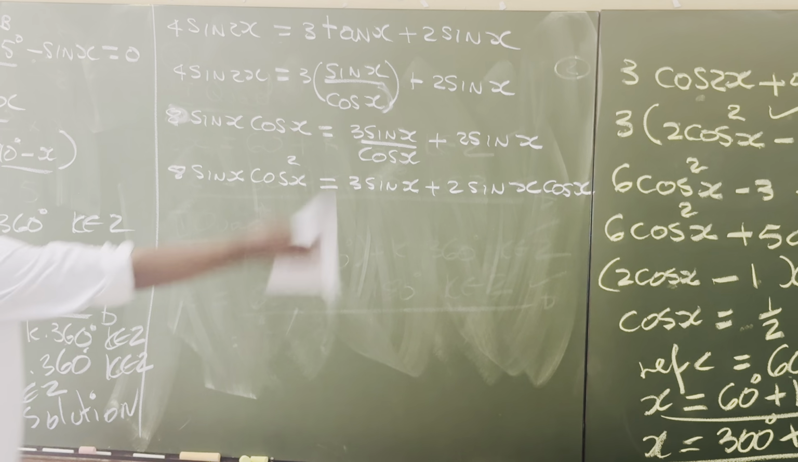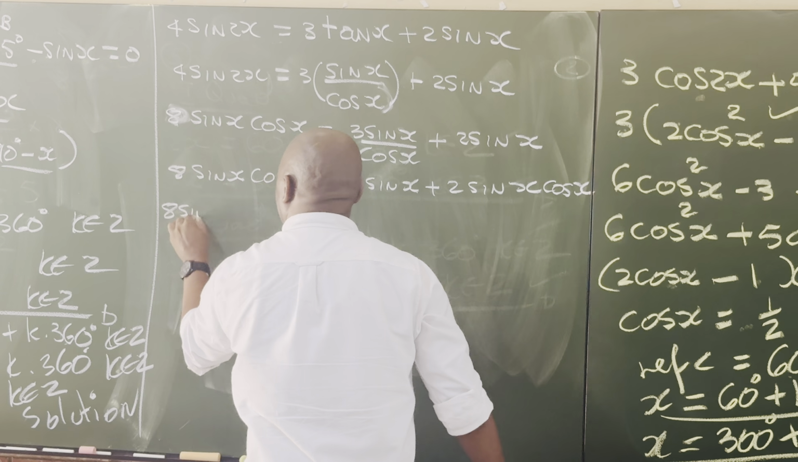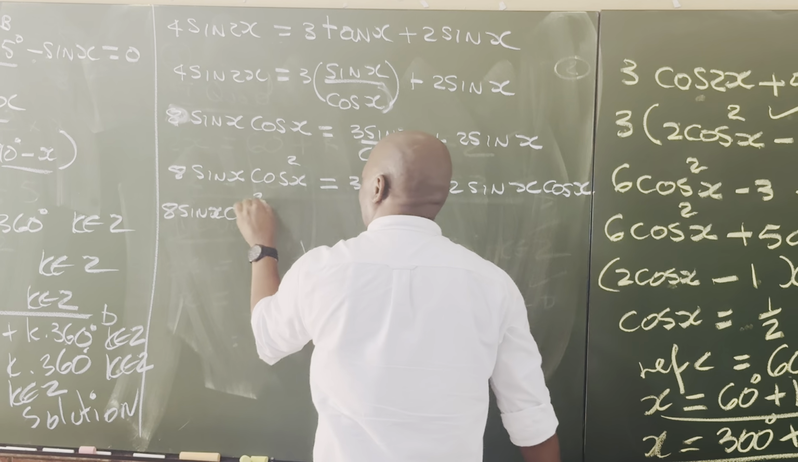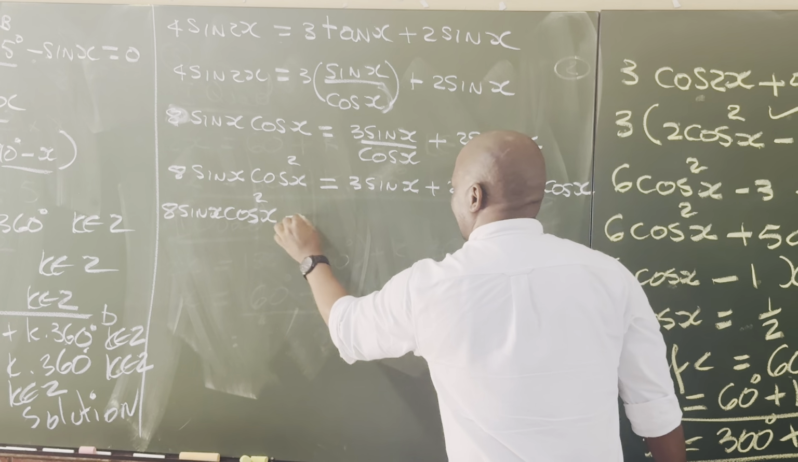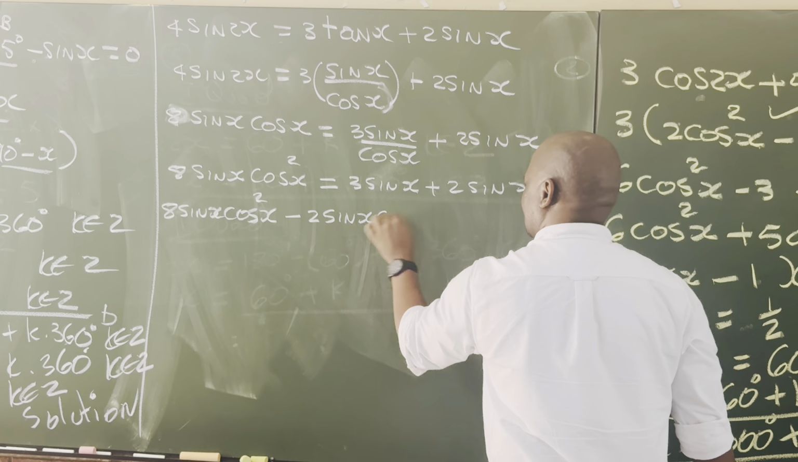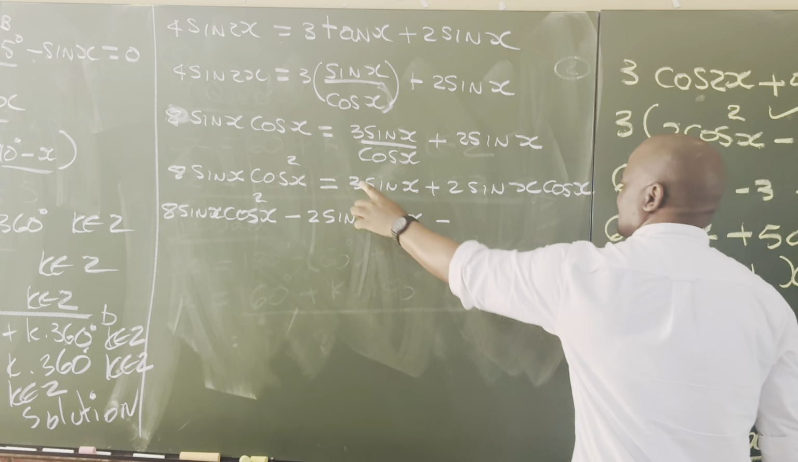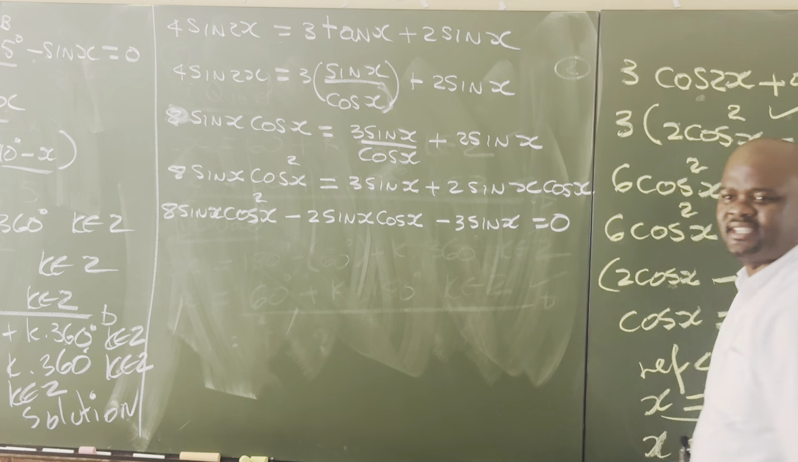And then from here, standard form. Let's take everything to the other side. So we have 8 sine x cos squared x. You agree, yeah? Then let's take this term, which will be minus 2 sine x cos x minus 3 sine x equals 0.